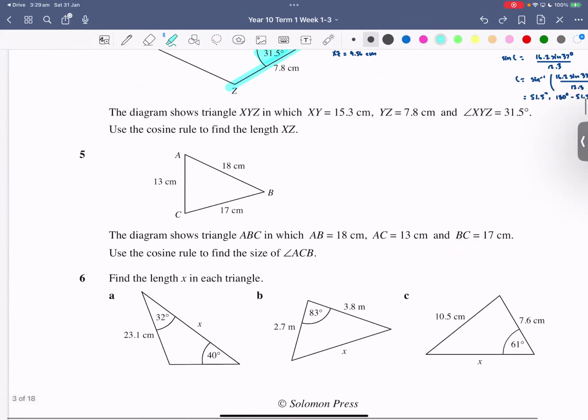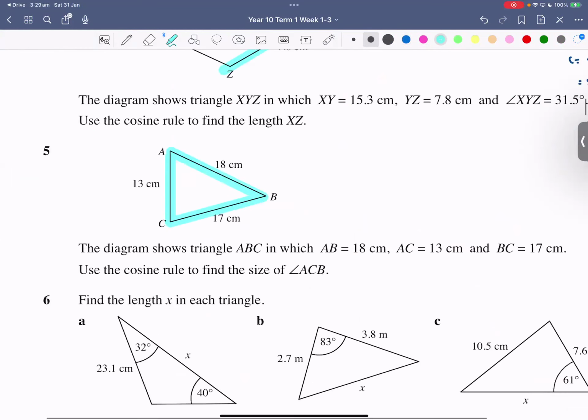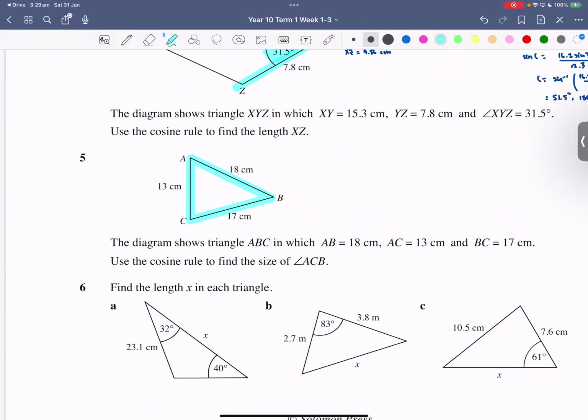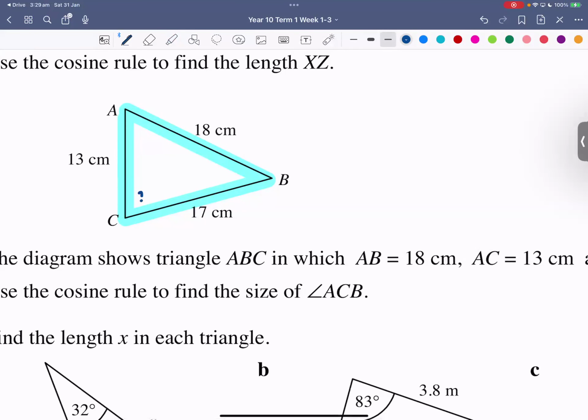What about the next one, guys? We get given all 3 sides. What do you do when you get given all 3 sides? Use cosine rule version 2. Alrighty. Which angle do they want? They want the size of angle ACB. All right, I have to use cosine rule version 2.